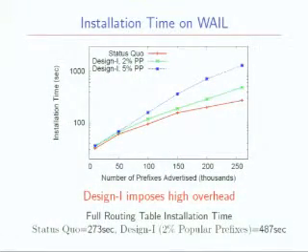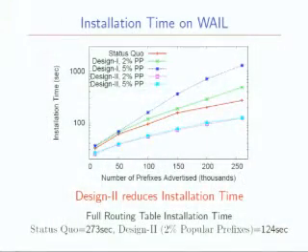So design 1 imposes substantial overhead in terms of installation time. And this increases dramatically as we increase the fraction of popular prefixes. This is because, as it turns out, routers today just aren't designed to deal with massive access lists. The overhead is too high, which is what I was alluding to at the beginning of the talk. So this is not a practical implementation, and we are still working on it.